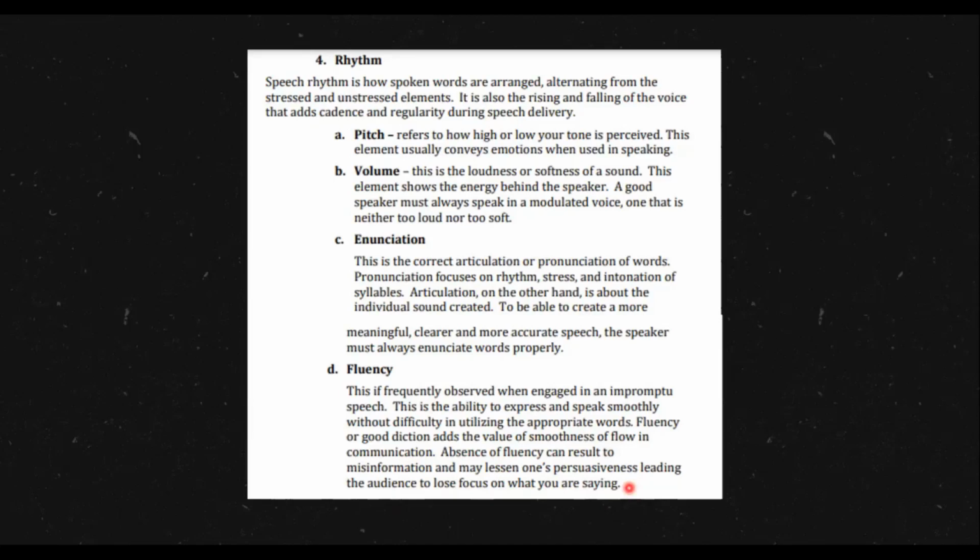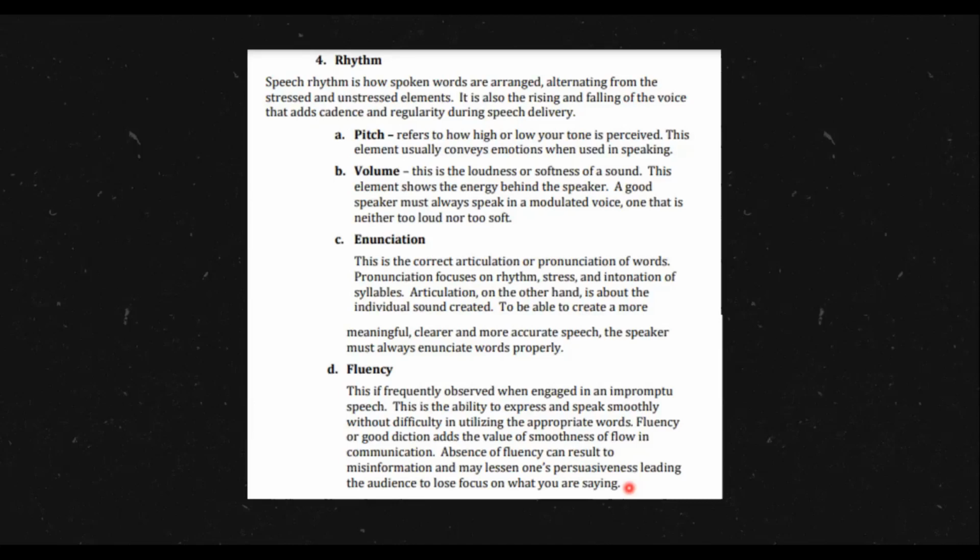Okay? So, pansin nyo, if a speaker is good in pronouncing words and he or she is very fluent in delivering that speech, mas lalong nagagrab ang attention ng mga listener. Like, wow, this person can really speak well. She's so good. He's so good in delivering a speech.